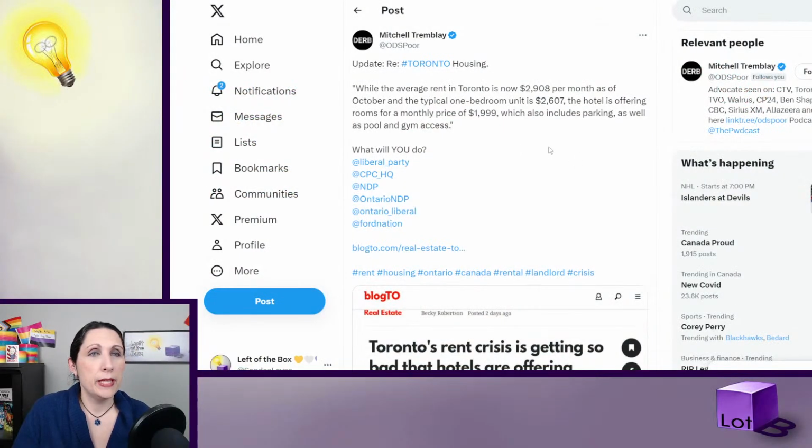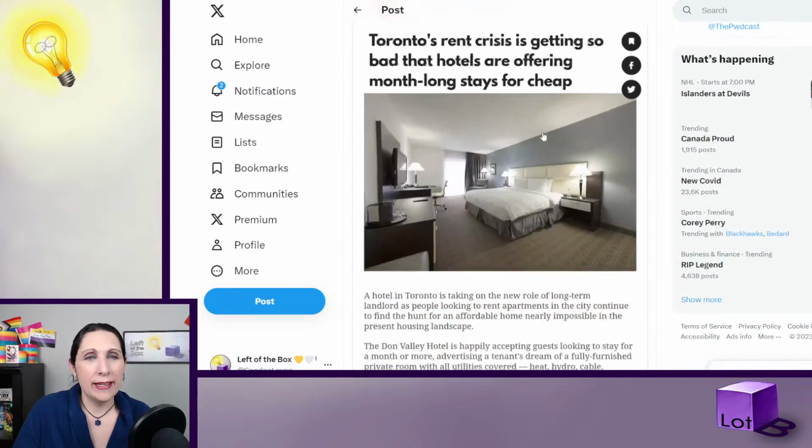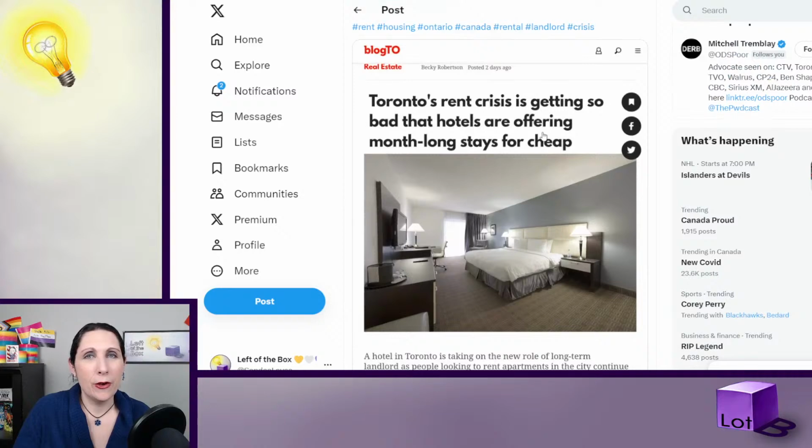So from Mitchell Tremblay, Toronto housing. While the average rent in Toronto is now $2,908 per month as of October, the typical one-bedroom unit is $2,607. The hotel is offering rooms for a monthly price of just under $2,000, which also includes parking as well as a pool and a gym access. It's gotten so bad that hotels are cheaper, offering cheaper stays than rent.